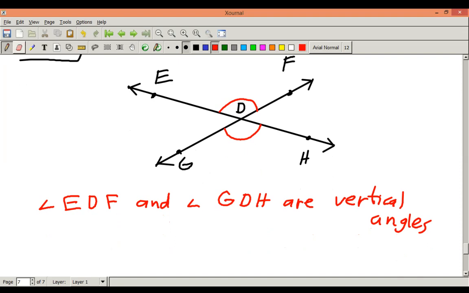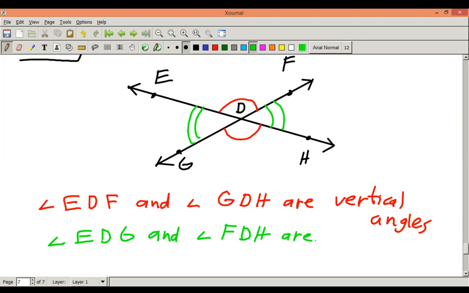But then also notice that we have this pair of angles right here. They also look like they're congruent, and again, it's a provable theorem that they are. But we're going to write that out. So angle EDG and angle FDH are also vertical angles. So two pairs there.